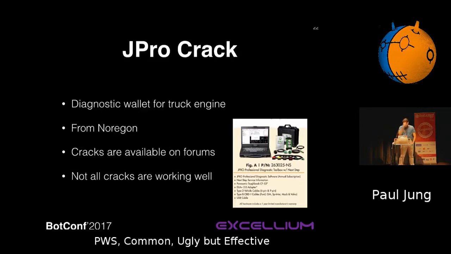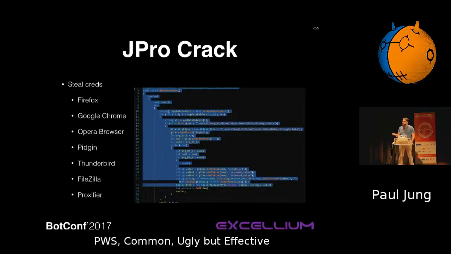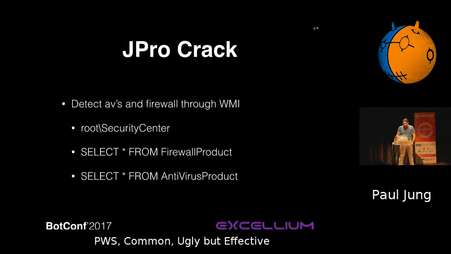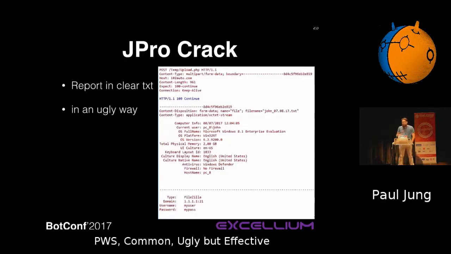So of course, there are a lot of cracks for that because it costs so much. There is a crack you may also find on forums, and it's only a stealer. It's not very advanced, but it still steals passwords from Firefox and so on. It does as every malware does. Now it uses WMI to report which kind of firewall and which kind of antivirus, and after that, it sends the configuration back to the server in clear, in an ugly way. Good luck for the guy to parse it if he got a lot of executions. He gets a lot of such reports, and good luck for him to order them.